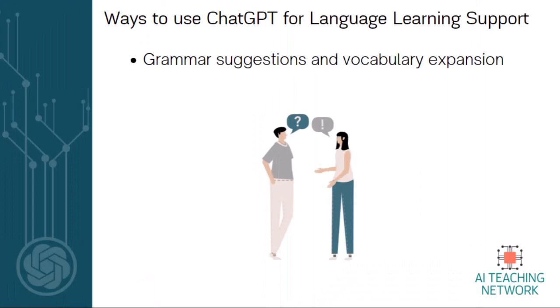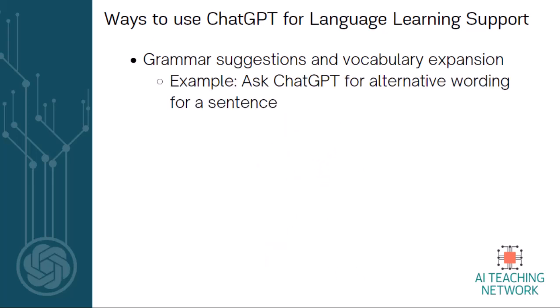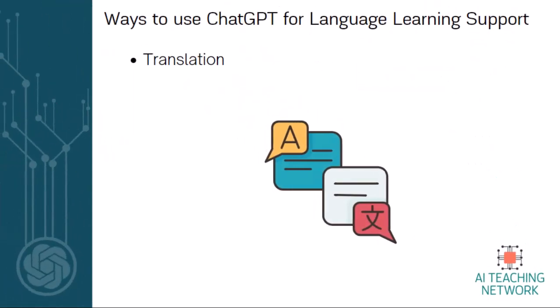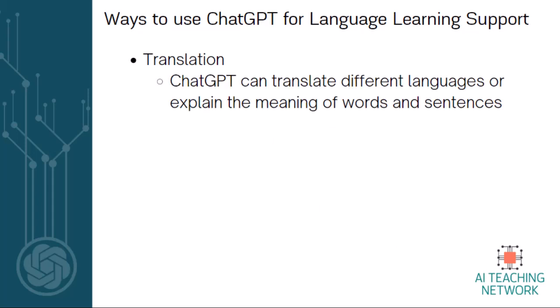So using ChatGPT for language learning support is a pretty cool tool. You can ask it for grammar suggestions or vocabulary expansion. For example, you can ask it to find alternative wording for a sentence that you are just stumped on. Maybe you just can't get it to sound quite right on paper. You can also ask ChatGPT to translate for you. While you may want to cross-verify that the translations are accurate, you can ask it to translate different languages or even explain the meanings of different words and sentences.